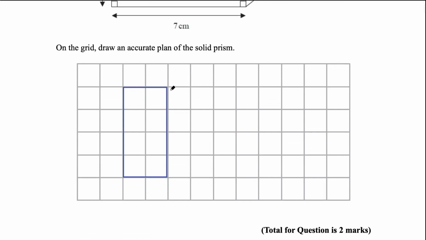So all I need to do now is to join another rectangle to my first one with 5 centimeters across and the same 4 centimeters width or length, whatever you want to call those. Okay, so that should be good enough for my plan for my solid prism. And that was question 1 for 2 marks.